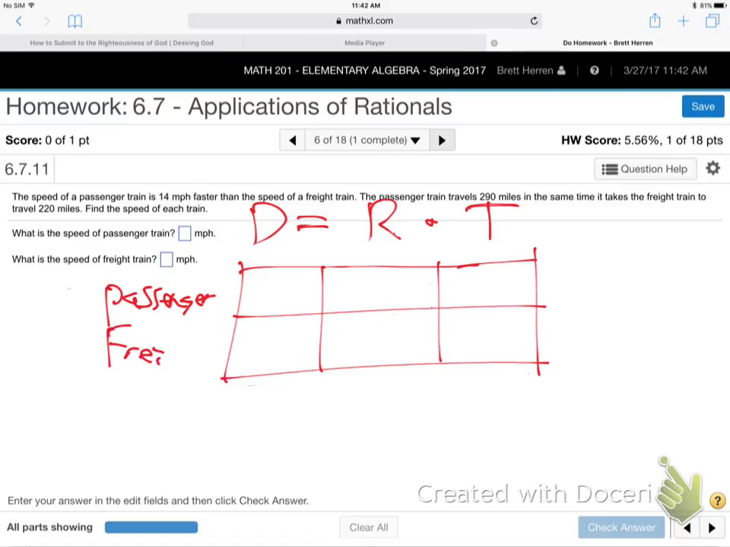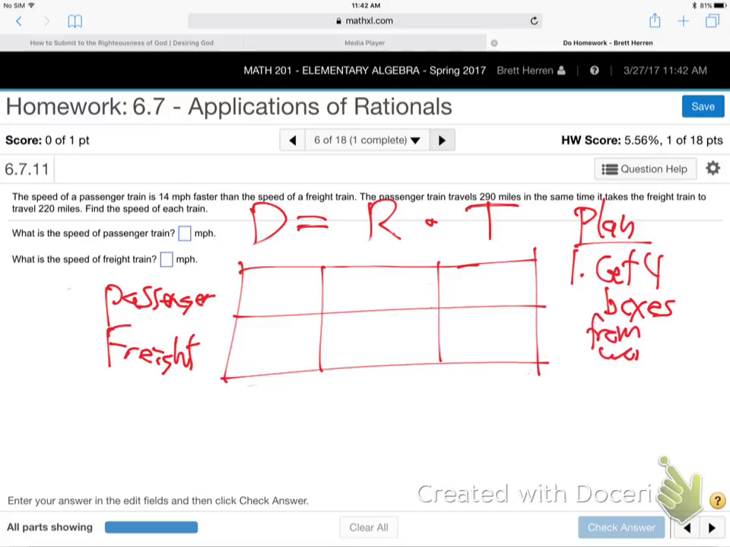All right, so now here's the deal. Here's the plan. Let me give you the plan. Number 1, get 4 boxes. Is that on the screen there? Yeah, get 4 boxes from the words. We always get 4 boxes from the words. Then last.